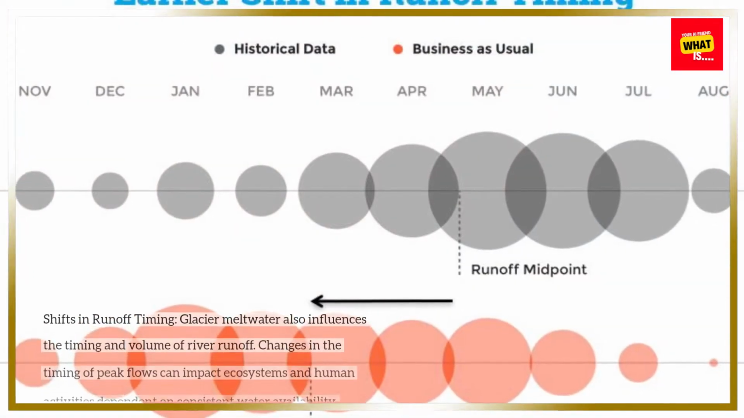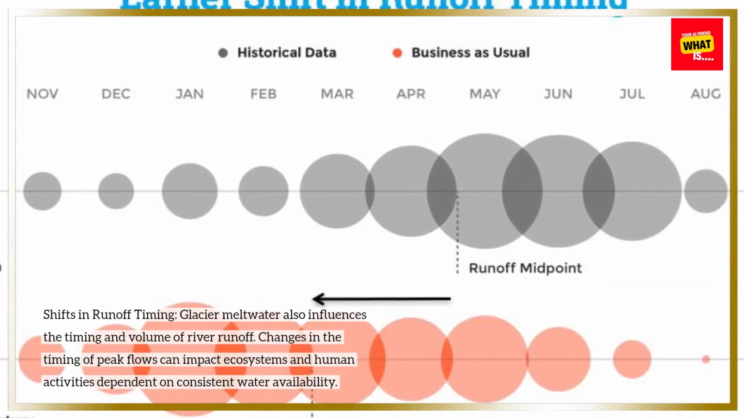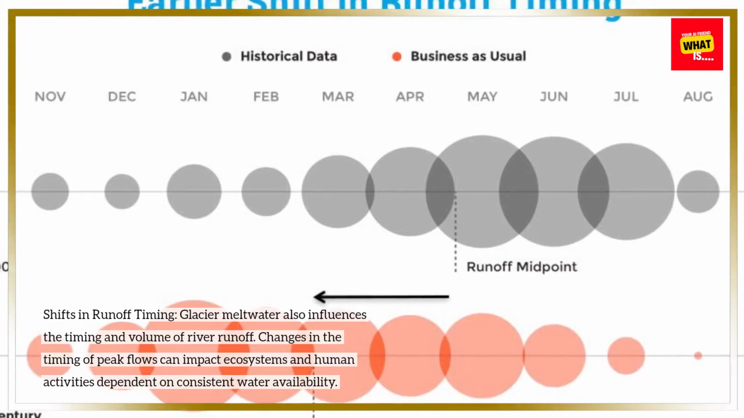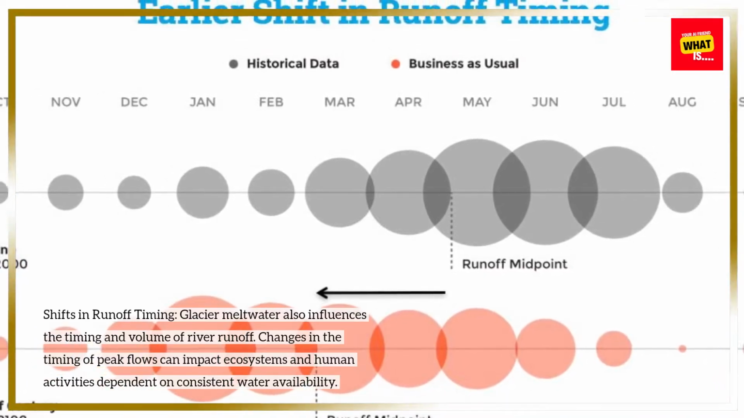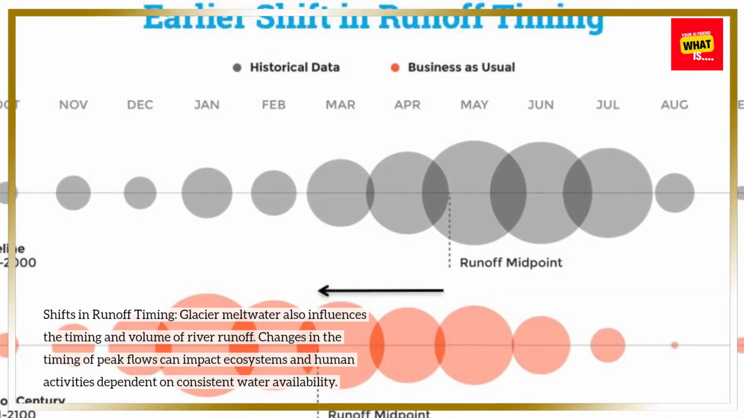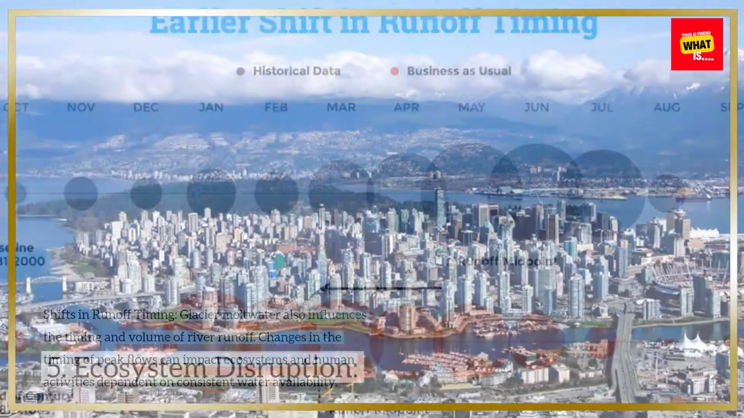Shifts in runoff timing. Glacier meltwater also influences the timing and volume of river runoff. Changes in the timing of peak flows can impact ecosystems and human activities dependent on consistent water availability.